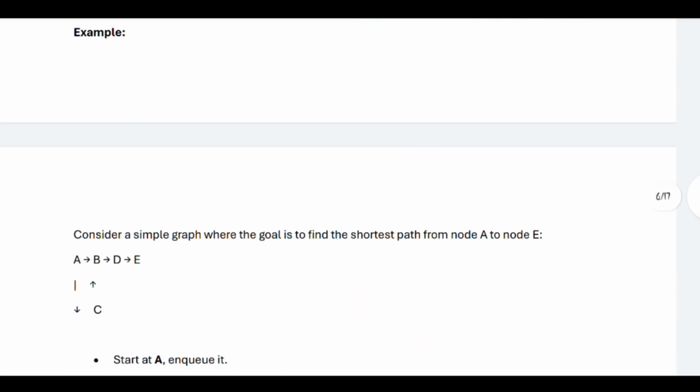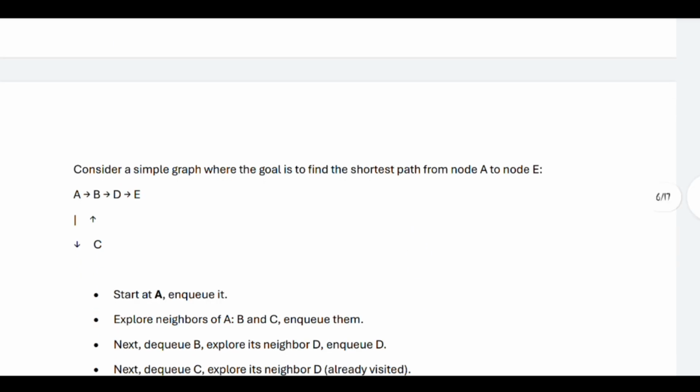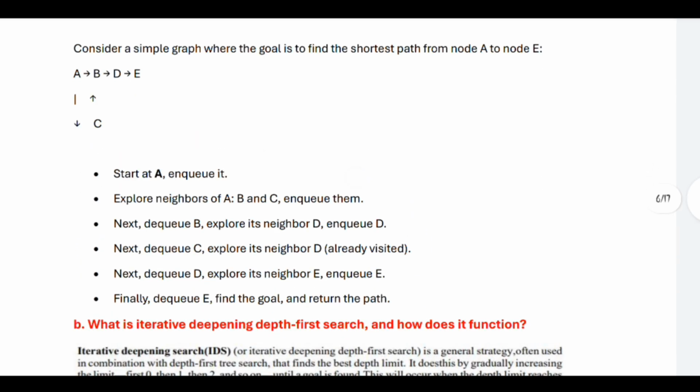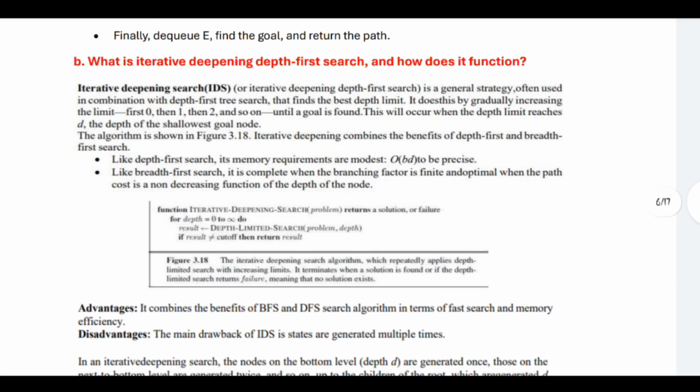Here a small space is given. There is no diagram given, so a small diagram like a structure is given, with a sequence. And also, what is iterative deepening depth first search, and how does it function, same as how breadth first search was given.